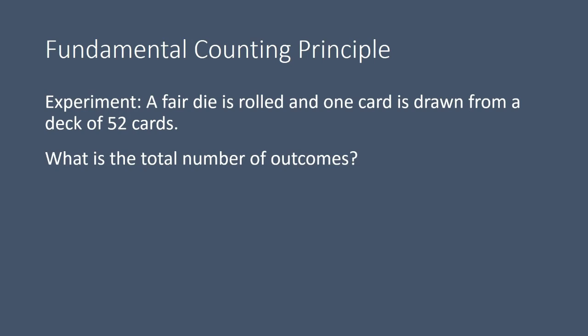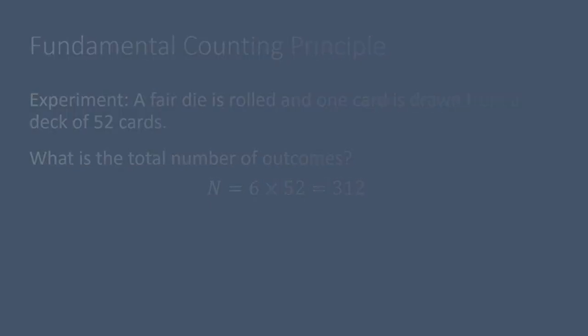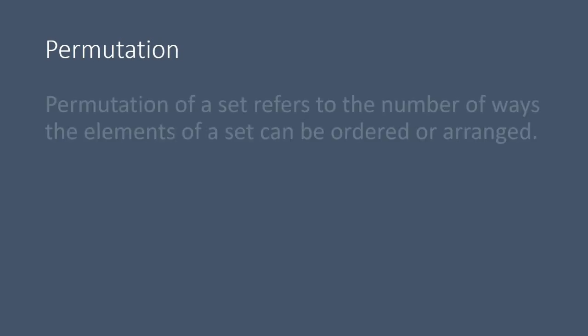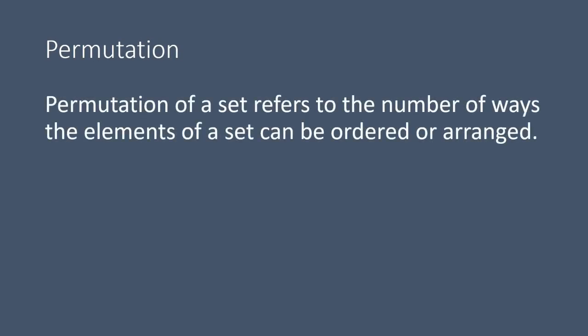So when you roll a die, how many possible outcomes can arise from that experiment? There are 6. 1, 2, 3, 4, 5, 6. And how about when you draw a card from a deck of 52 cards? There are 52 possible outcomes or 52 possible events. So all in all, the total number of outcomes for this experiment is 6 times 52, which is equal to 312.